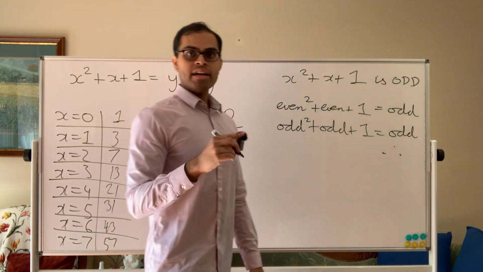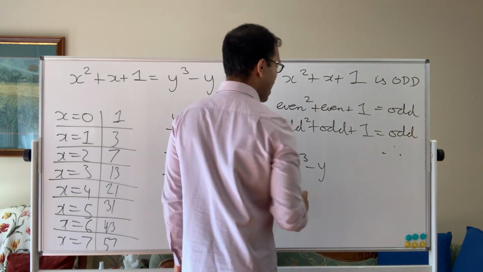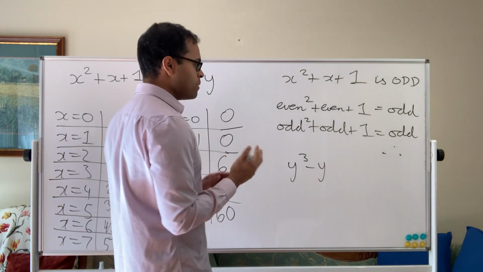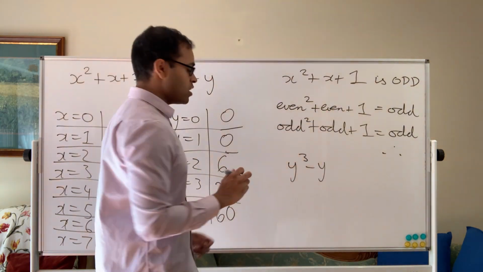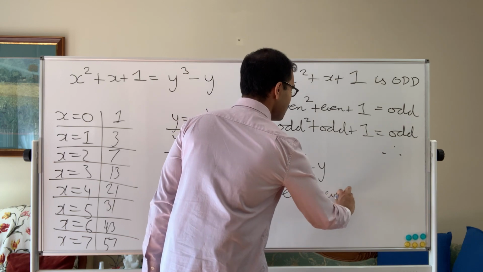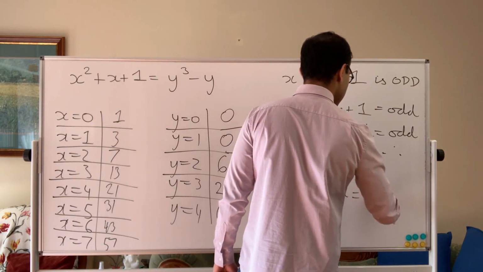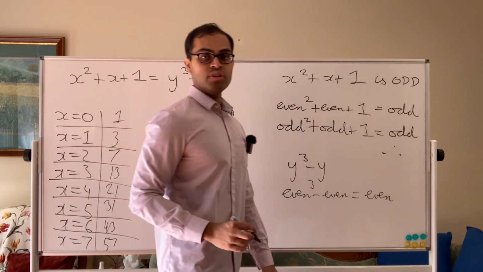On the other hand, y cubed minus y, what's going to happen there? Well, again, you can try the parity. It may depend on whether y is even or odd. So let's try even cubed minus even. Well, again, even numbers, you multiply them together, they're always going to be even. So even cubed minus even is actually going to just be even. It's a difference between two even numbers.